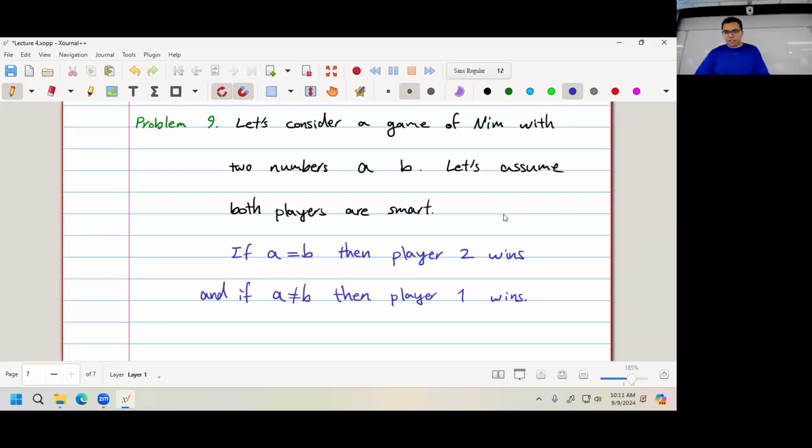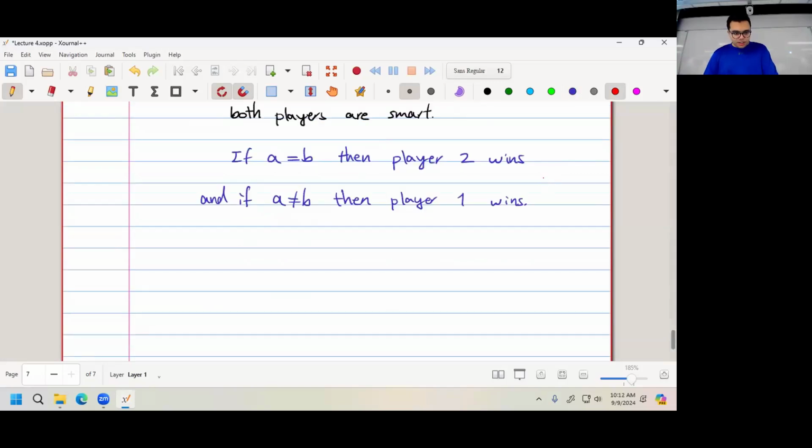Okay, so basically, let's do induction on A. First of all, the order of the numbers doesn't matter, so I can always assume that B is greater than or equal to A. I always call my bigger number B. So let's do induction on A.